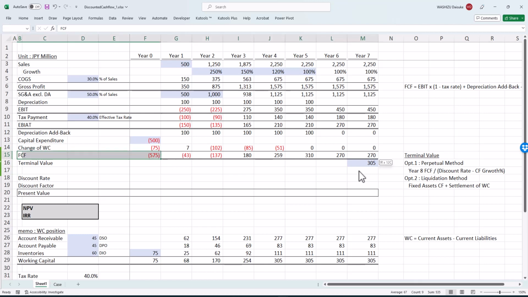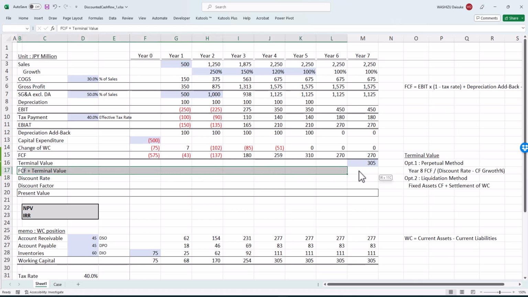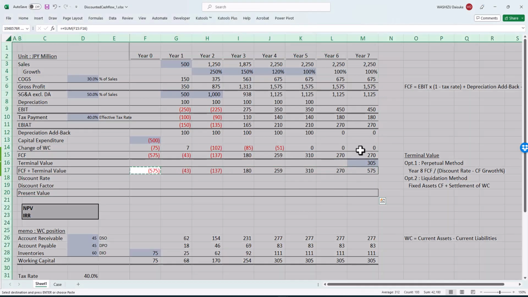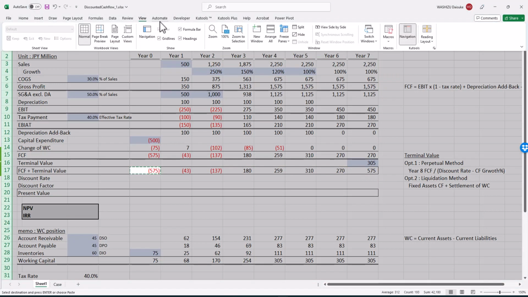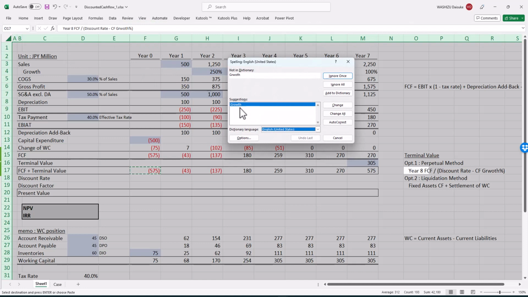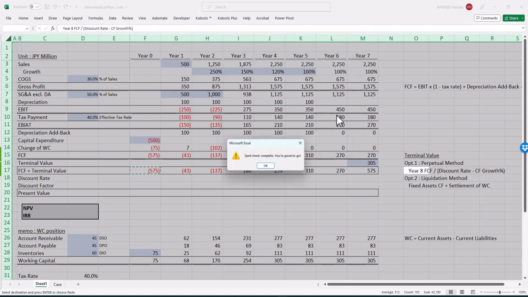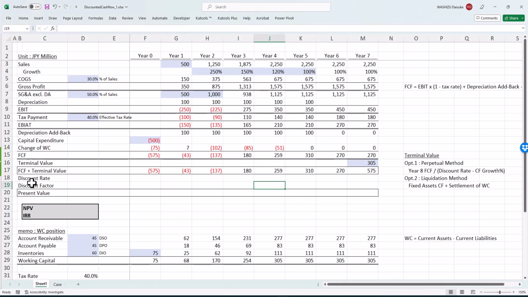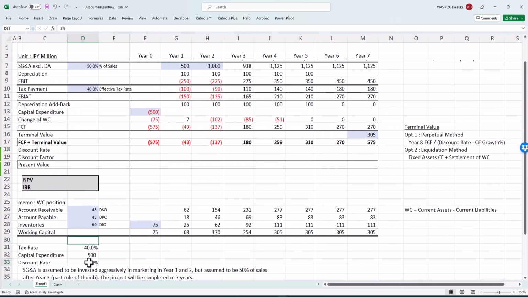Now we have the free cash flow assumptions and the terminal value assumptions. So now we finally get the targeted cash flow to calculate an NPV. I'm not confident about the typo, so I want to check. Spell check. Oh yeah, growth rate. Okay, so now we have a targeted cash flow for the NPV calculations. And now, let's move on to the present value.